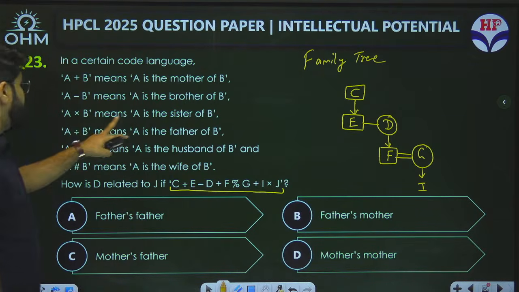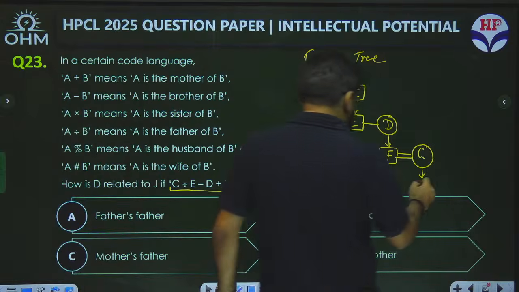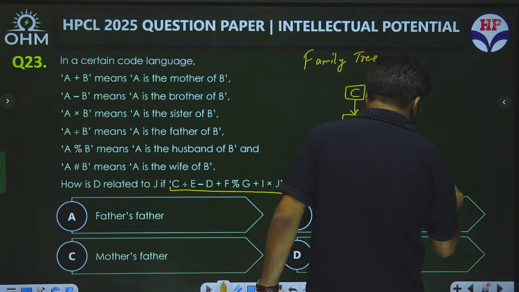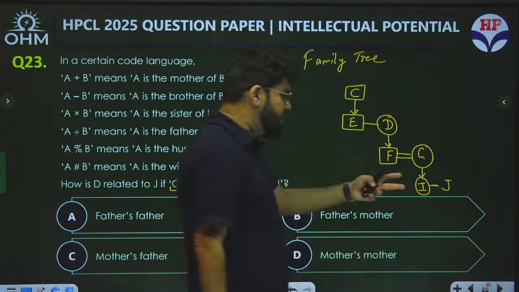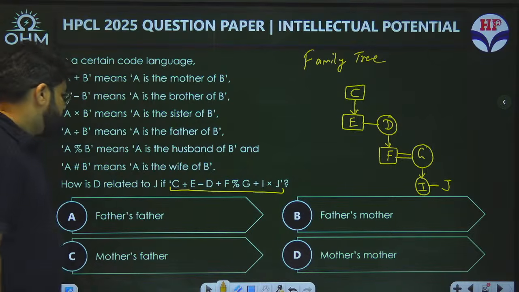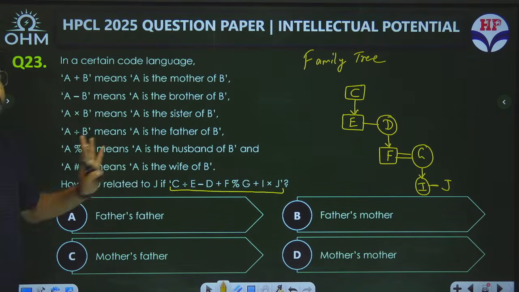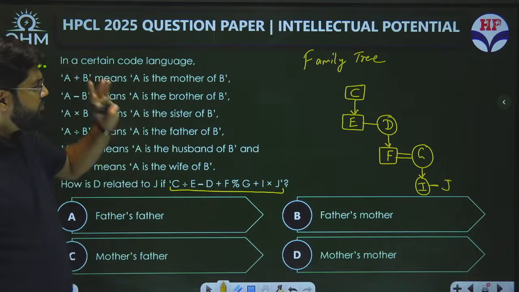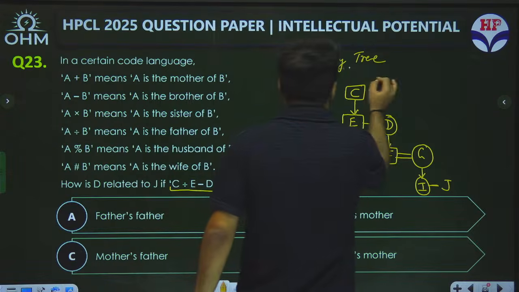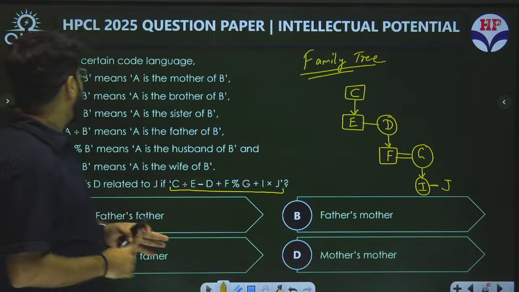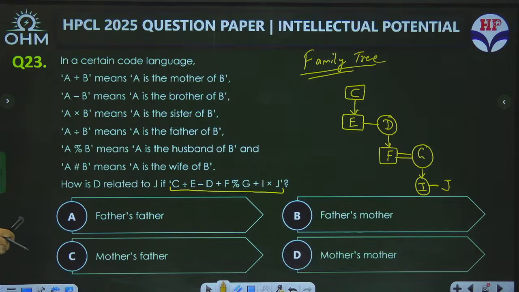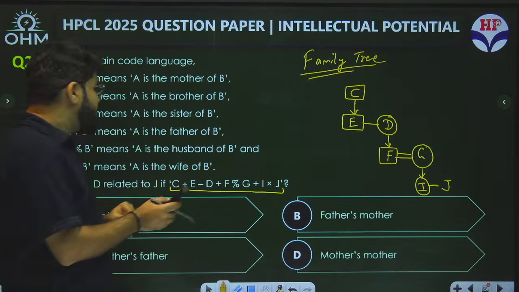And last is I into J. Into means sister. So I is the sister of J. Sister means siblings. J's gender is unknown as of now. How is D related to J? If we have a family tree, you can answer it very quickly. Yes, we can answer it. Let's do it.